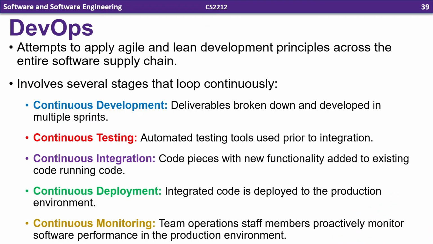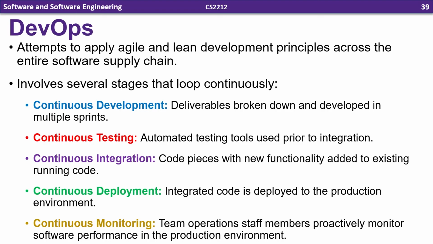The last Agile method we're going to talk about is DevOps, which comes from the words development operations. And it's sort of the combination of software development, the dev part, and IT operations, or the ops part. And it attempts to apply Agile and Lean development principles across the entire software supply chain. So DevOps involves several stages that loop continuously.